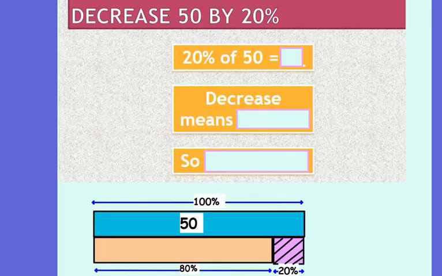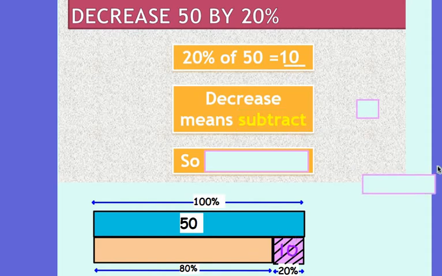Let's have a look at a bar model. If I wanted to decrease 50 by 20%, I've got 100% was 50. I'm taking away that 20%. What's that 20% worth to me? Well, I can divide 50 by 5, which tells me that 20% of 50 is 10. You could have also worked out what 10% was and said that was 5 and doubled that. Both ways work. So this time we're taking away that 10. Decrease means subtract. So we've got 50 subtract my 10, which leaves me with 40 left in my bar.